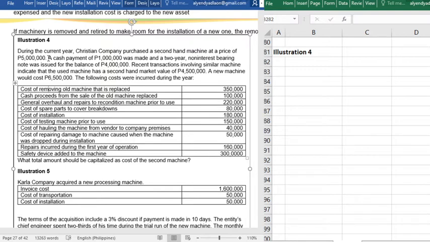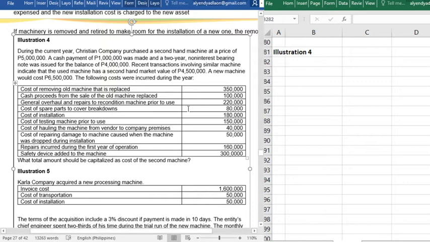First, let us first read, okay? First, cost of removing old machine that is replaced. Next, cash proceeds from the sale of the old machine replaced. General overhaul and repairs to reconditioned machine prior to use. Cost of spare parts to cover breakdowns. Cost of installation. Cost of testing machine prior to use. Cost of hauling the machine from vendor to company premises. Cost of repairing damage to machine caused when the machine was dropped during installation. Repairs incurred during the first year of operation. And safety device added to the machine.